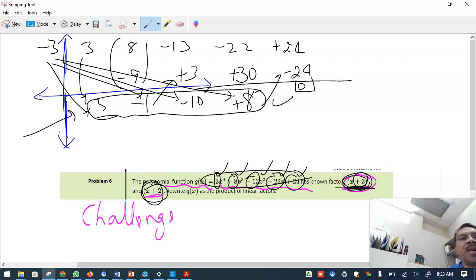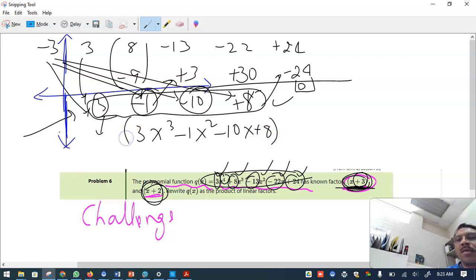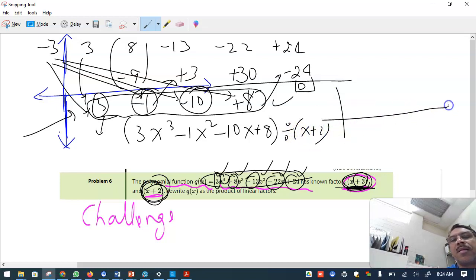quotient. So we can write the same thing: the original is degree 4, the new polynomial will be degree 3. So this is 3x cubed, then minus 1x squared, and minus 10x. So this is what we get as the quotient. Again, because x plus 2 is a factor, I'm just doing one little quick step. Then you can divide this again by x plus 2.